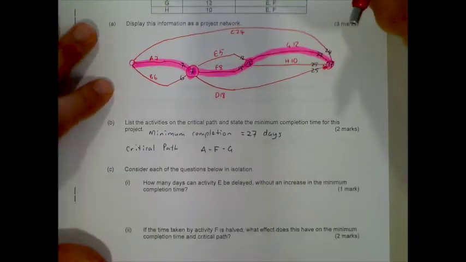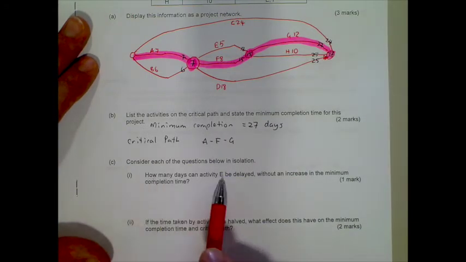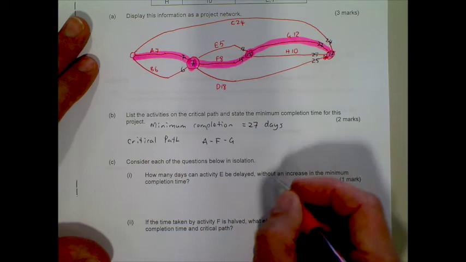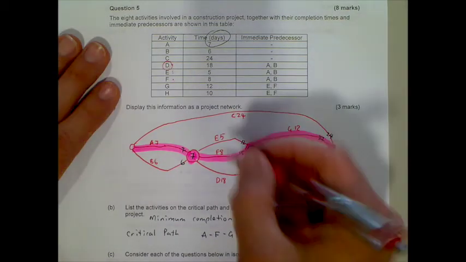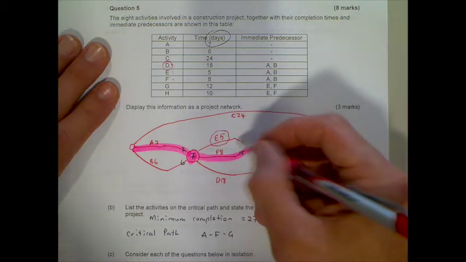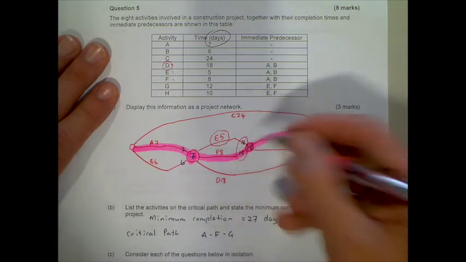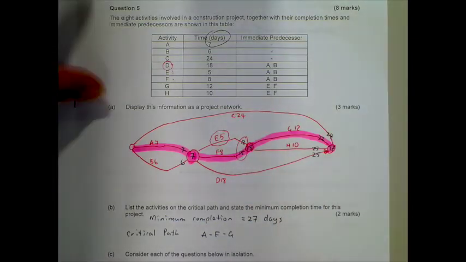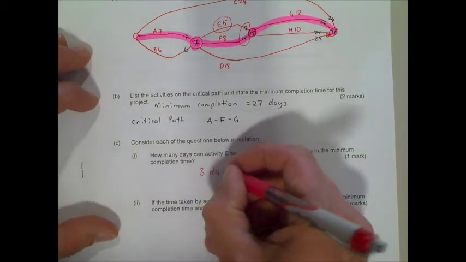Alright, consider each of the questions below in isolation. How many days can E be delayed without an increase in the minimum completion time? Alright, so let's have a look at where E is. So E's here. Alright, and we've got 15 and 12. So the difference between 15 and 12 is 3. And because 15 is on the critical path, there's going to be a 3-day slackness there, or 3 days that it can be delayed.